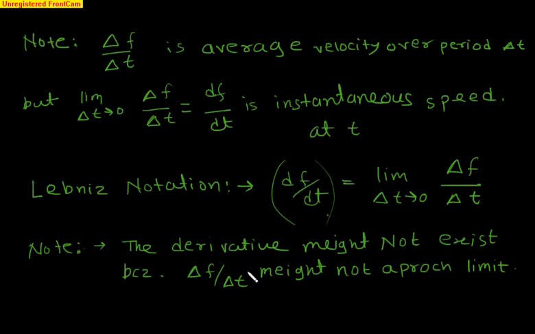The derivative might not exist in some cases, but delta f by delta t exists in every case. There is no problem. In most cases delta f by delta t exists, but sometimes when you try to put del t tends to 0, the resulting answer becomes infinity. That means the derivative does not exist in those cases.